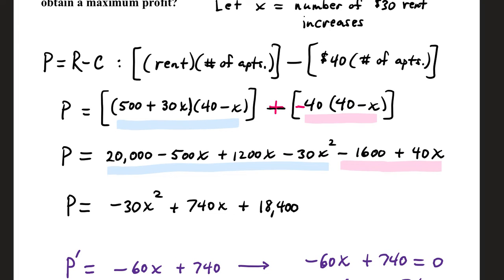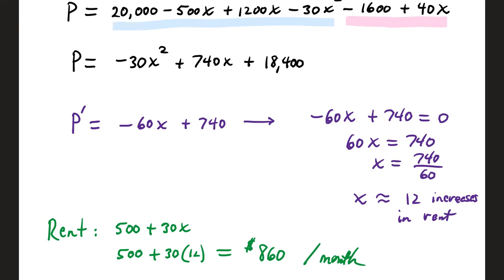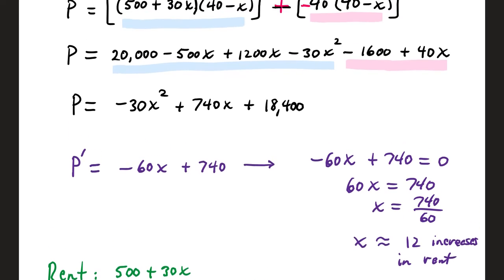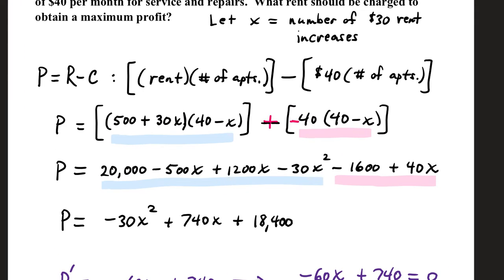The maximum profit occurs when $860 is charged each month. Now, because that's 12 increases, if you take 40 minus 12, what is that? That's 28. That means 28 apartments are being rented at that dollar amount.